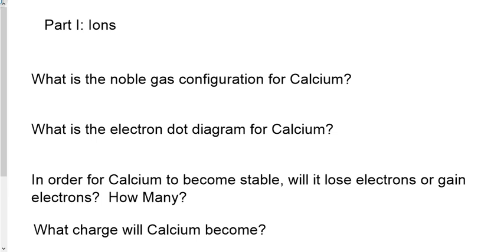What is the noble gas configuration for calcium and its electron dot diagram? Once you figure that out, try to determine what charge calcium will make and how many electrons it may gain or lose. So pause the video, take a look at your periodic table, and see if you can figure it out.